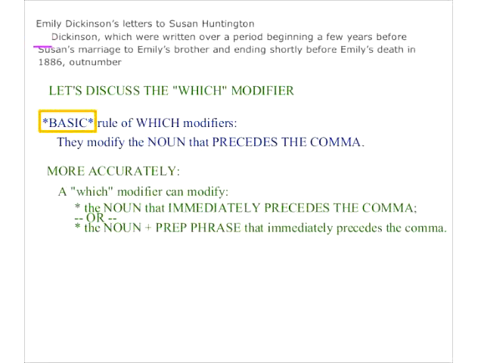So either one of these: it can modify a noun or a noun plus a prepositional phrase. If anybody here doesn't know what a prepositional phrase is, then please type that in the text box and we'll cover that real quickly. Otherwise, we'll continue. In this case, what we're modifying is Emily Dickinson's letters, which is the noun, and to Susan Huntington Dickinson is a prepositional phrase. Let's write that out here just to make sure we can graph this. Emily Dickinson's letters to Susan Huntington Dickinson, which were written.